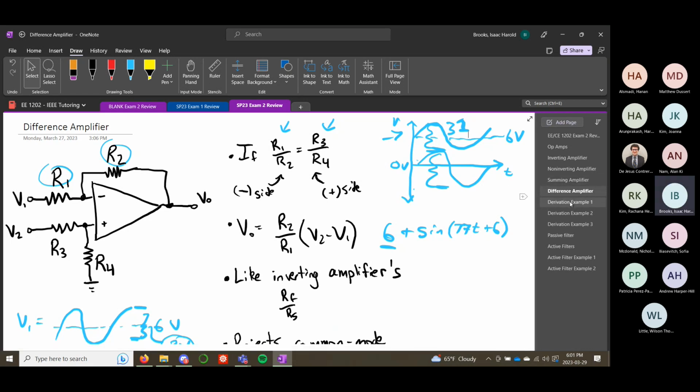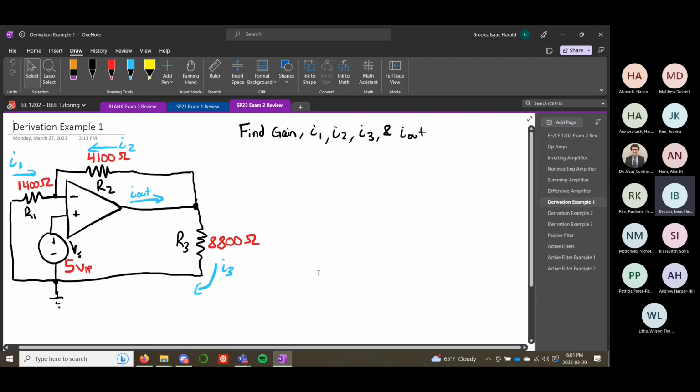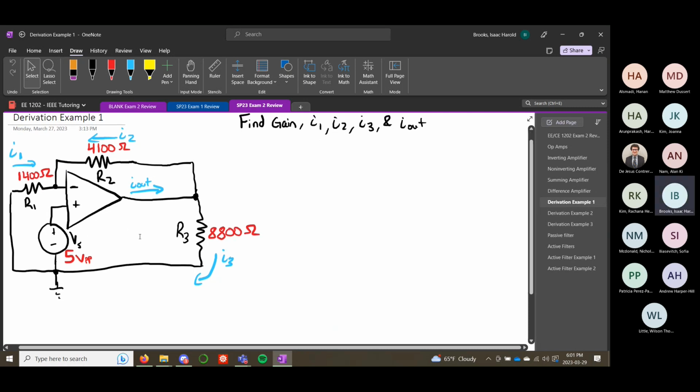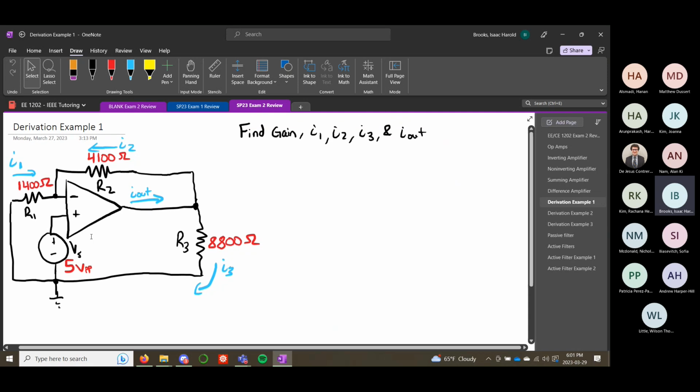Okay, so I think that I have a couple of examples. If we want to go back and derive the non-inverting and the difference amplifier, we can do that later. But there's a couple of questions here that are a little bit wackier and don't really match any of our existing configurations. So this is an example where we have a 5-volt peak-to-peak source, and it kind of looks like a non-inverting amplifier, except we have this output resistor here.